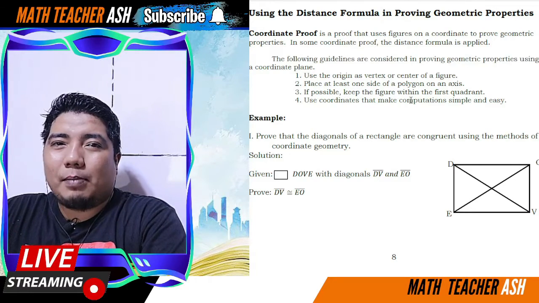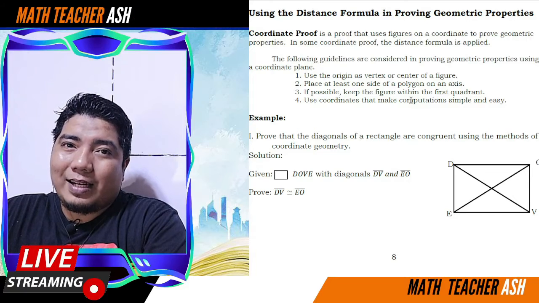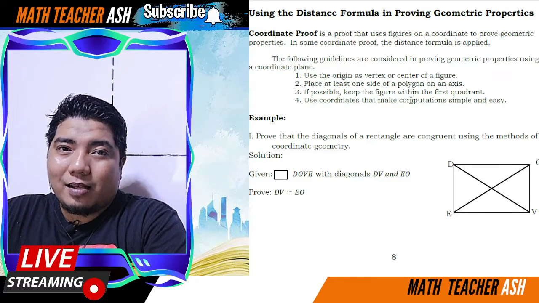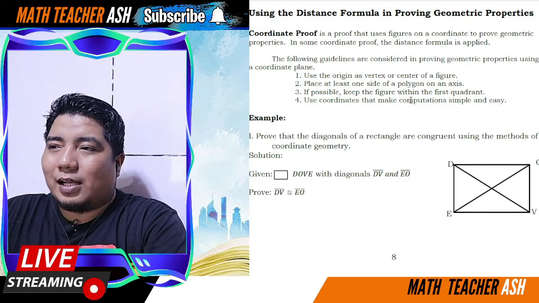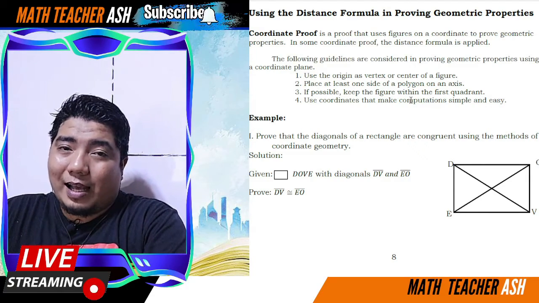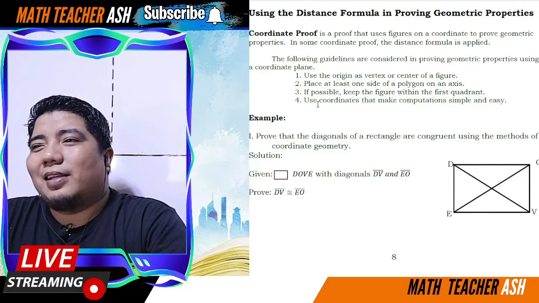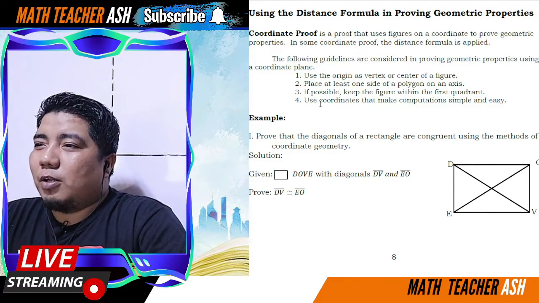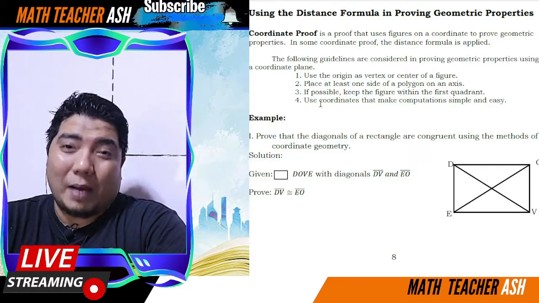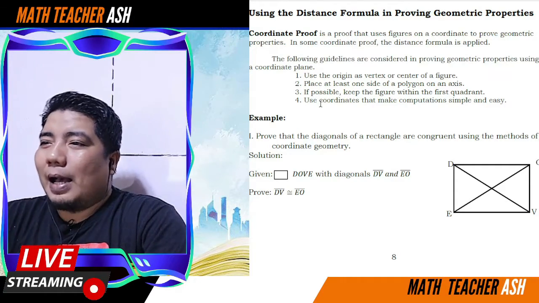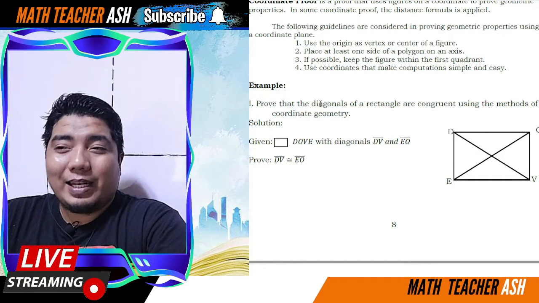So, this means that when there is a rectangle, for example, one side of the rectangle lies on any of the axes. It could be the x-axis or the y-axis. And one of the vertices lies on the origin. Alright. And number 3, if possible, keep the figure within the first quadrant. So, we stay in the first quadrant, if possible. And fourth is to use the coordinates that make the computation simple and easy.